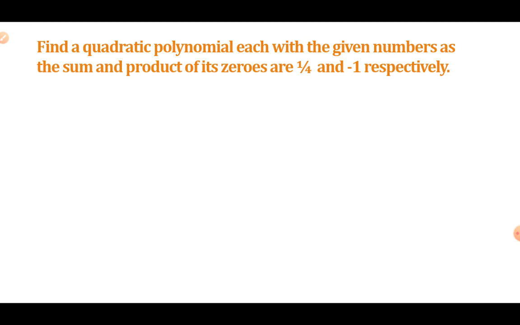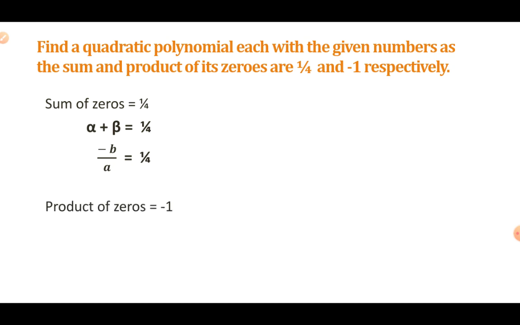Okay, so what information do we have? The sum of the zeros is 1 by 4. What is the sum of zeros? Zeros are alpha and beta, so alpha plus beta is 1 by 4. And the relation which we studied in the previous section is that alpha plus beta is nothing but minus b by a. So minus b by a equals 1 by 4. And the product of zeros given here is minus 1. Product of zeros means alpha into beta is minus 1, and the relation which we studied is that alpha into beta is nothing but c by a. So c by a equals minus 1.